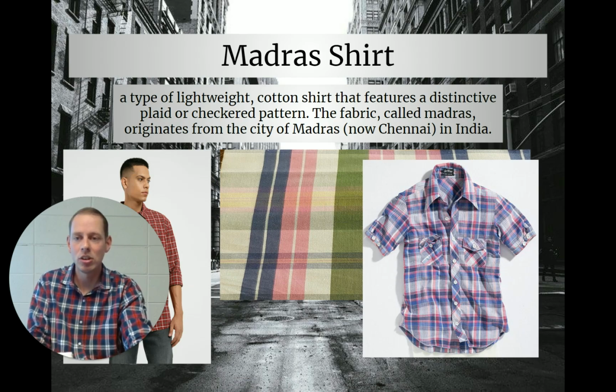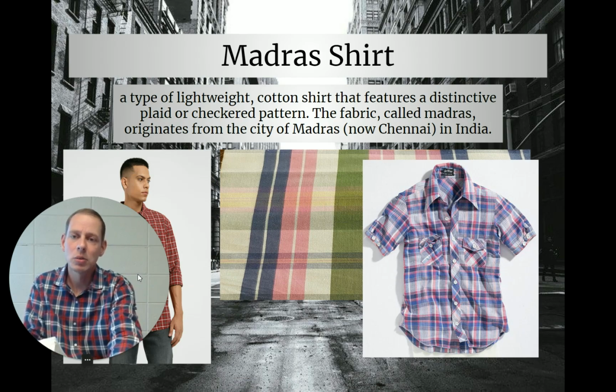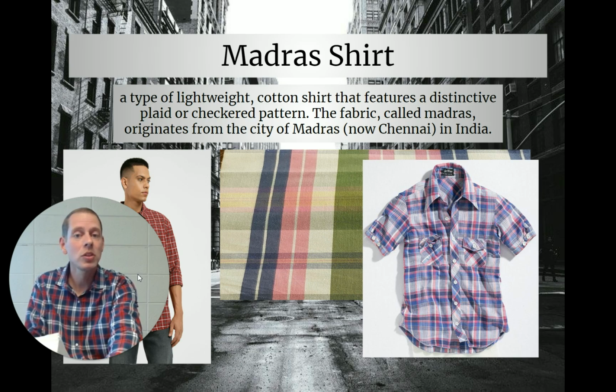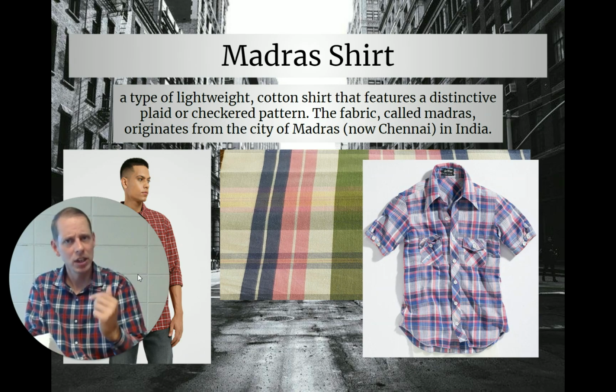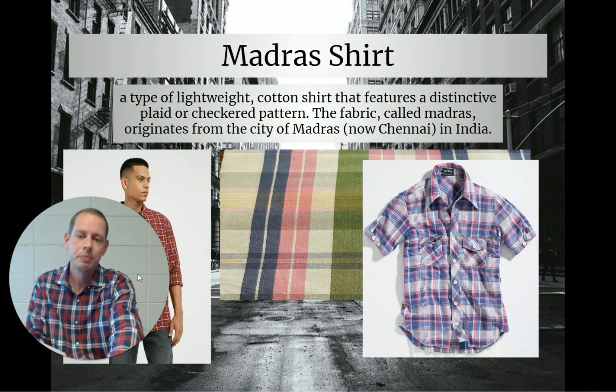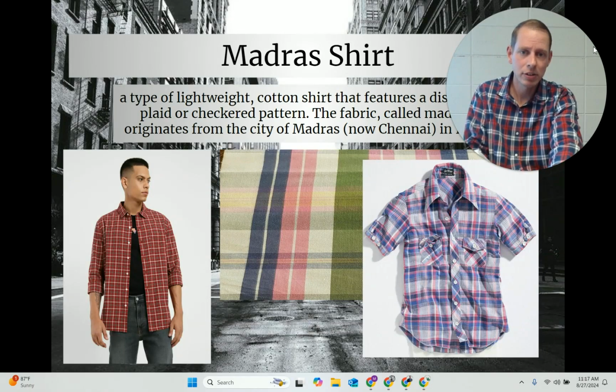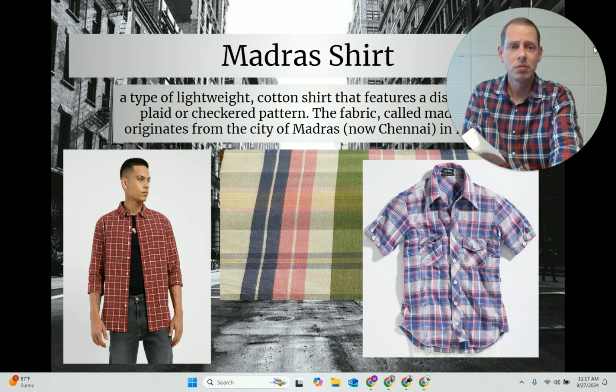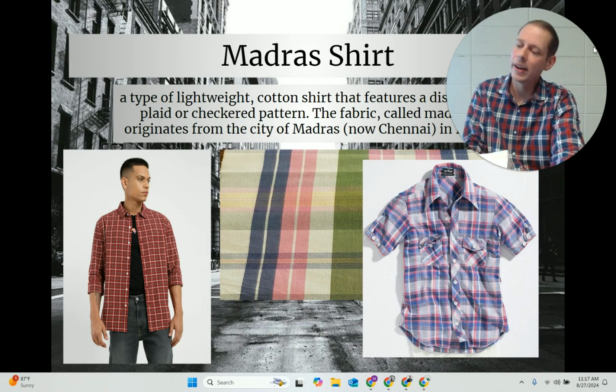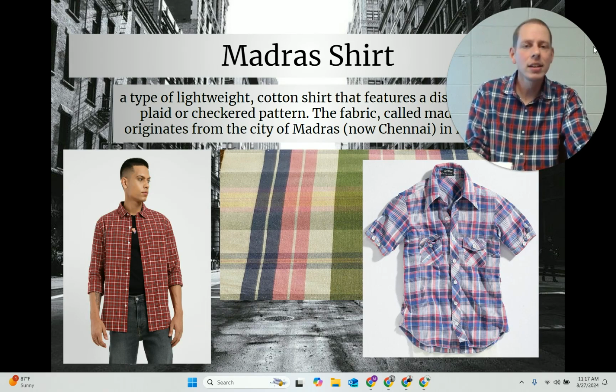Here's a Madras shirt, and as my explanation here says, it's a type of lightweight cotton shirt that features a distinctive plaid or checkered pattern. The fabric, called Madras, originates from the city of Madras, which is now called Chennai in India, which, fun fact about me, I've been to Chennai, India. So here's several examples of a Madras shirt. So this guy jumps out looking at a Madras shirt. You can imagine, kind of thinking he's all that. He's a Soch. I can still see it.